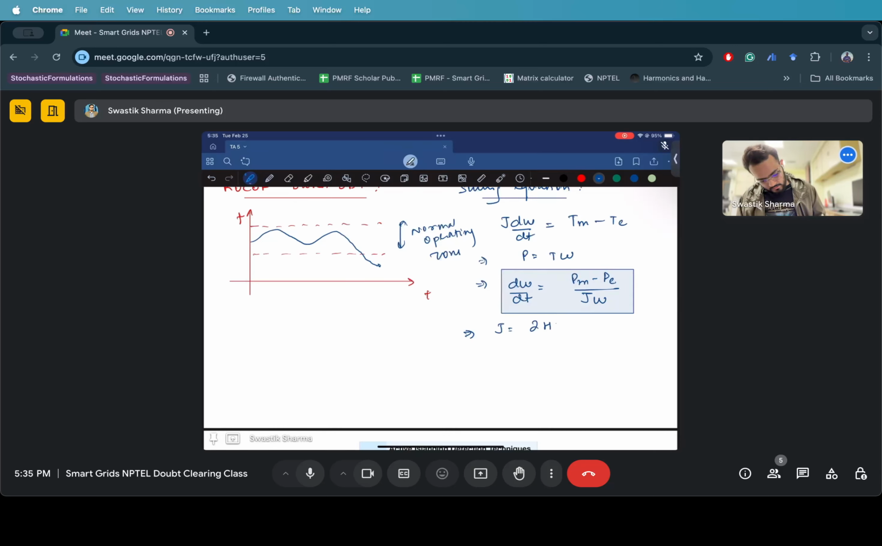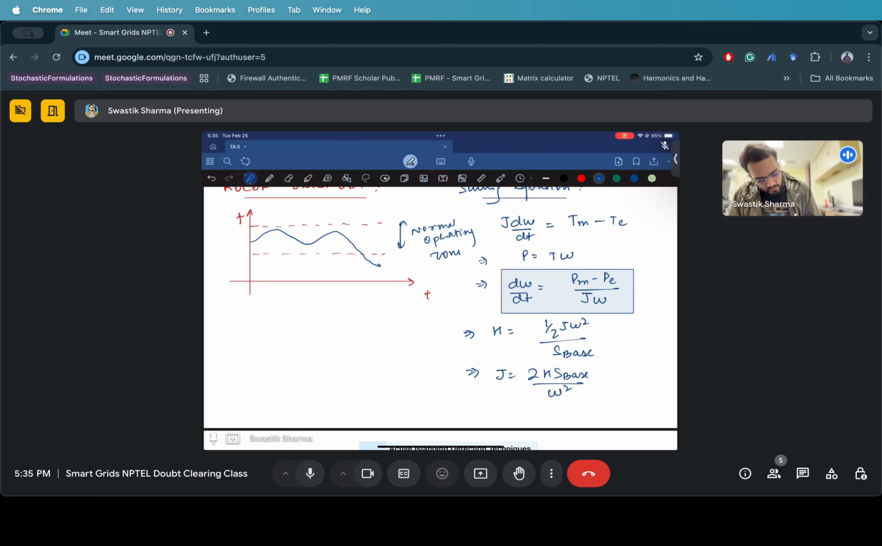inertia constant S base. Okay. Inertia constant is half J omega square by S base, right? So this is nothing but J is 2H S base by omega square. Is it correct? It's correct, right? So inertia constant is nothing but the rate of change of the kinetic energy divided by the total rating of the system.